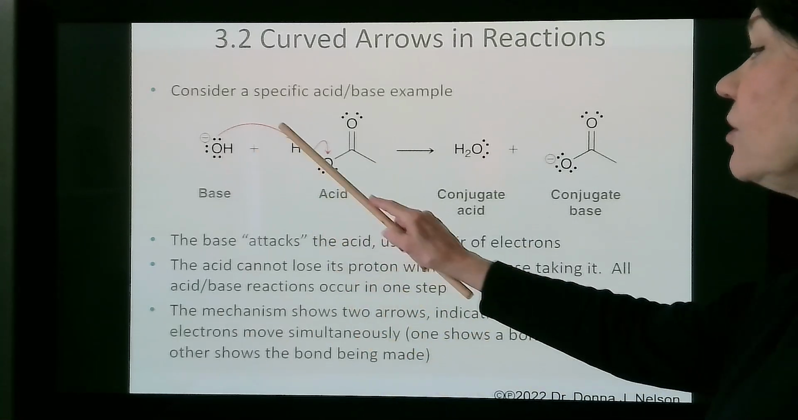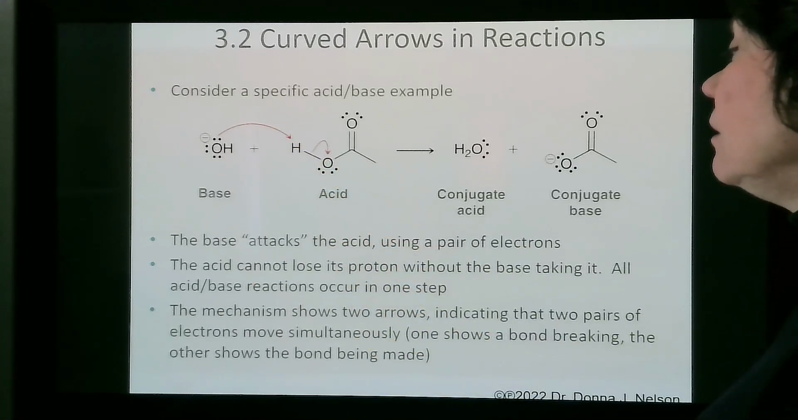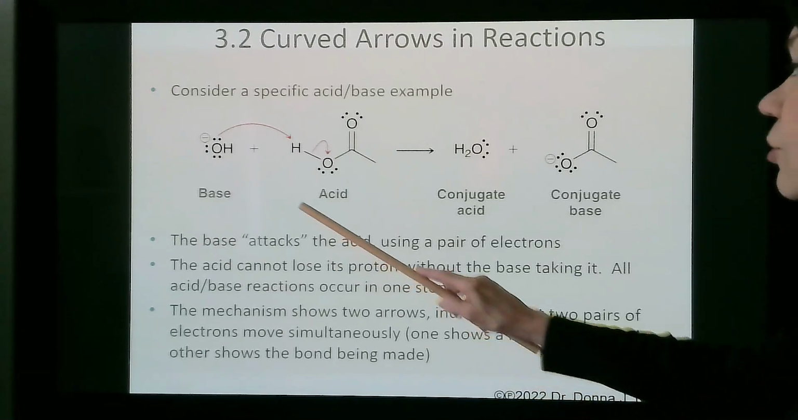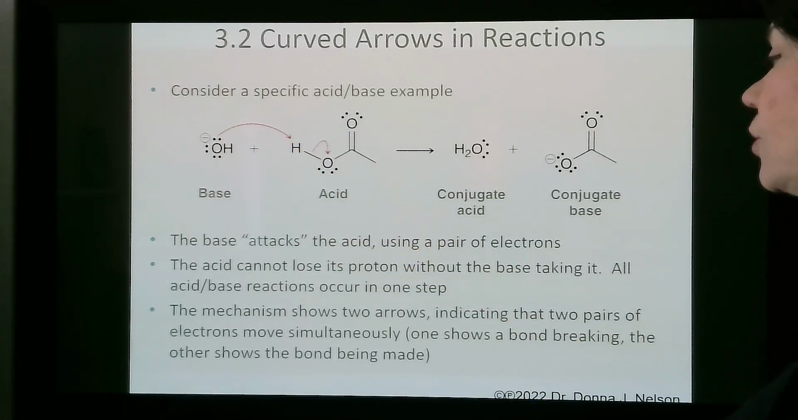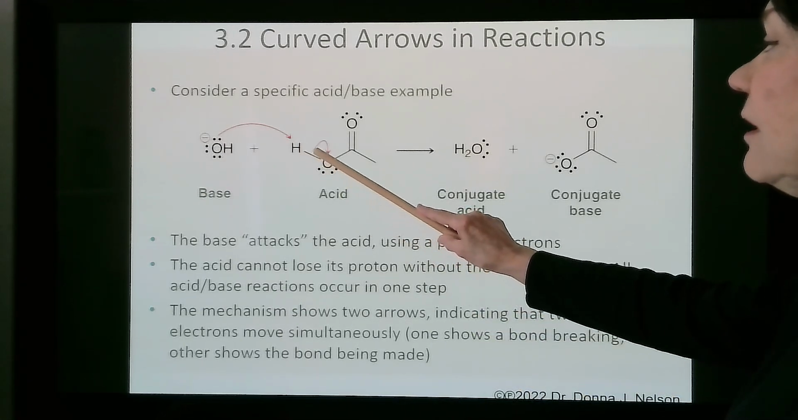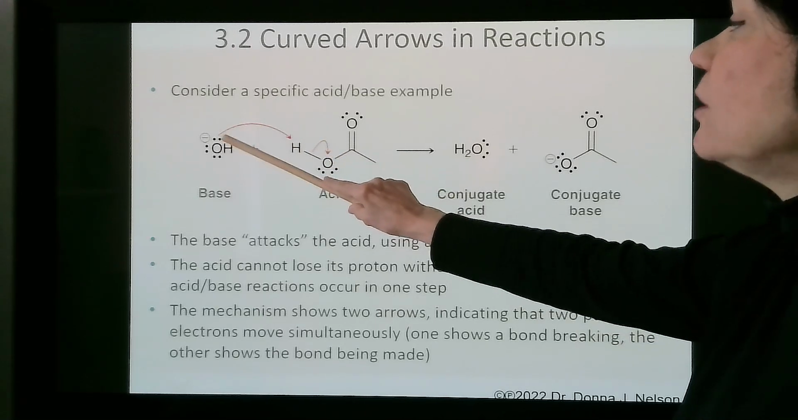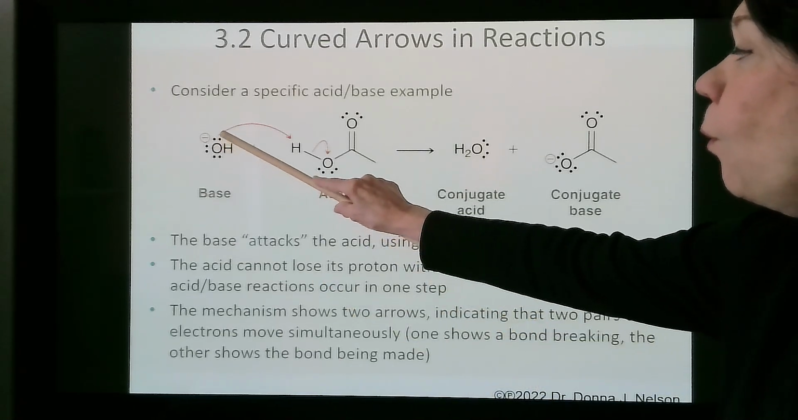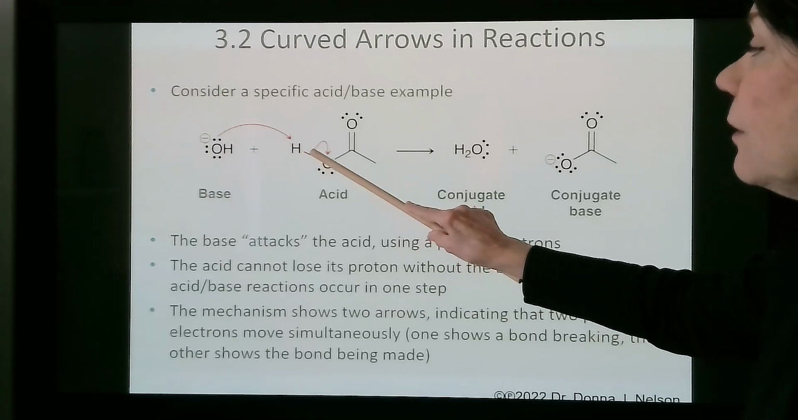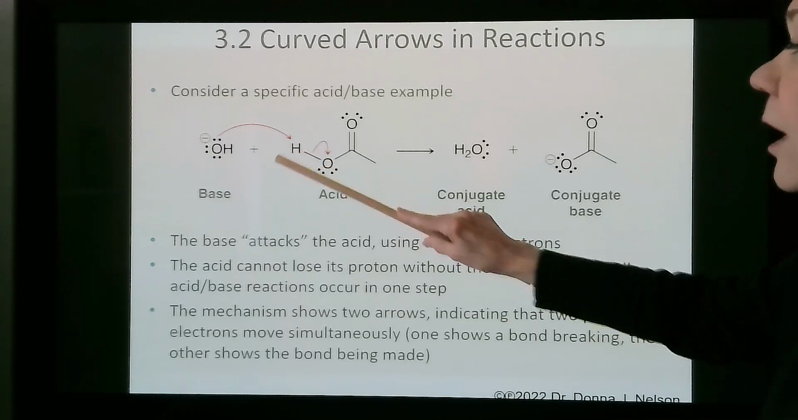So here we say that the base attacks the acid's proton using one of its non-bonding pairs of electrons. You can think of it as the acid pushing off its proton onto the base. So here you've got one bond forming, the other bond breaking.